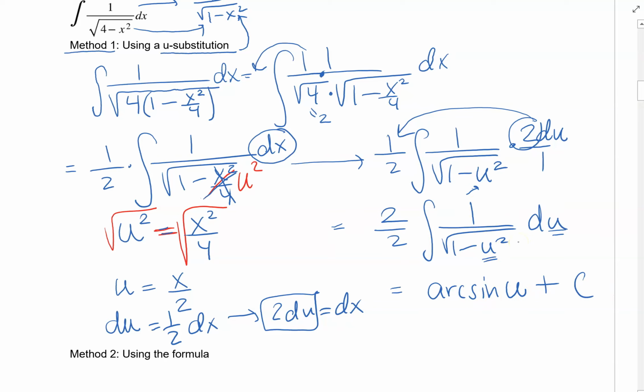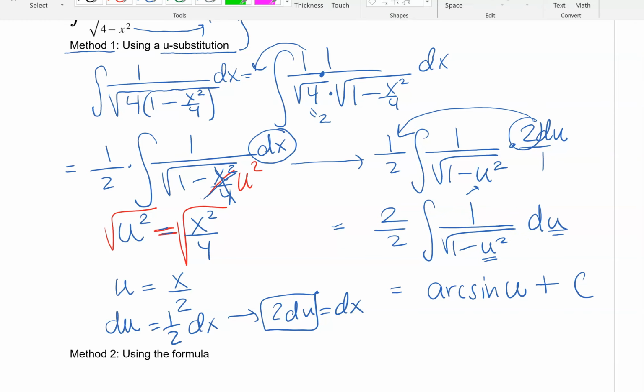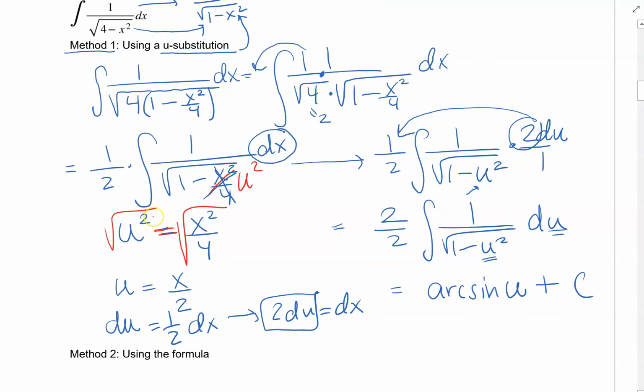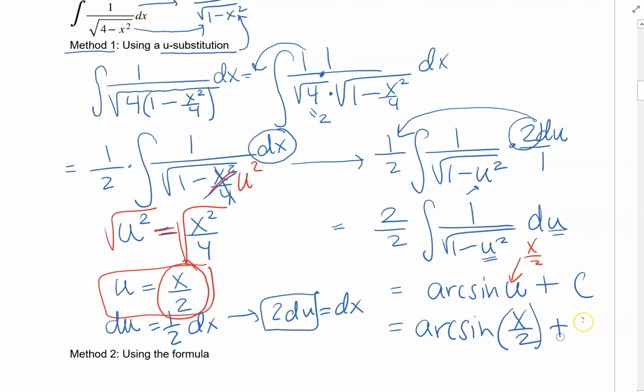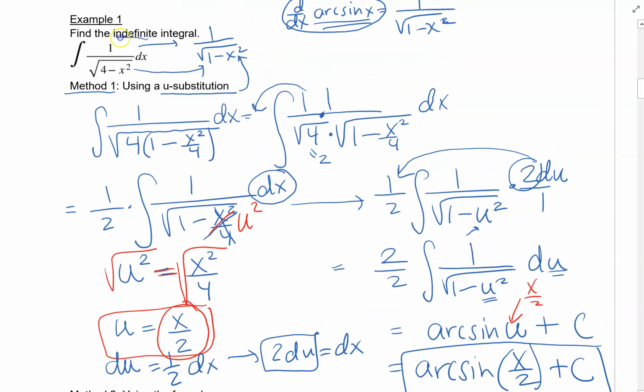input was u. But u was x over 2. So I have to take that value for u and plug it back in so I get my final antiderivative in terms of x. So then I get arc sine of x over 2 plus a constant. So that's how we would do the antiderivative of something that looks like this using a U substitution.